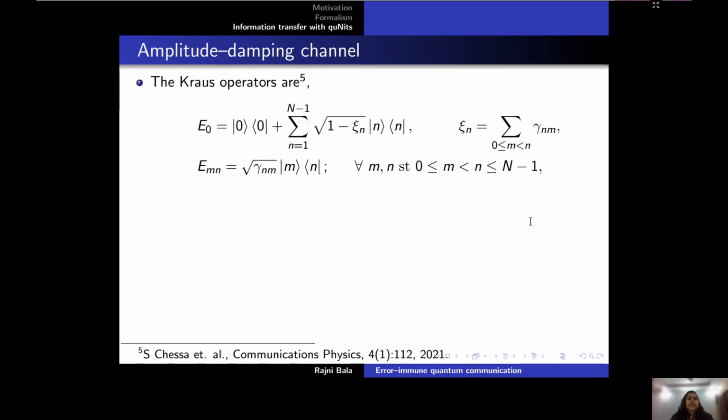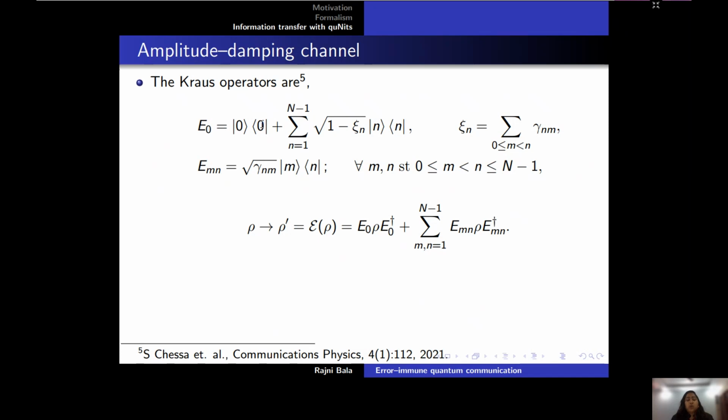Now we move on to the next channel, which is of practical importance: the amplitude damping channel. In this amplitude damping channel, the population between different levels is changing except for one particular level, which we call zero. And if that is so, the state will change accordingly.